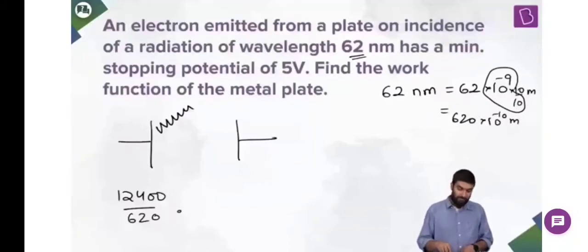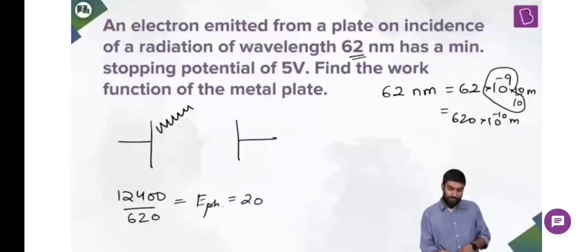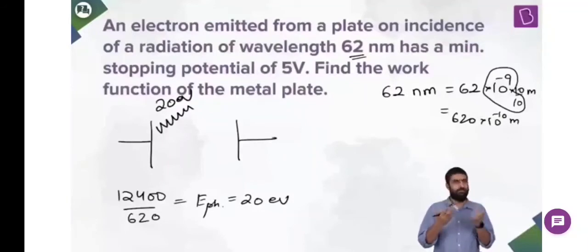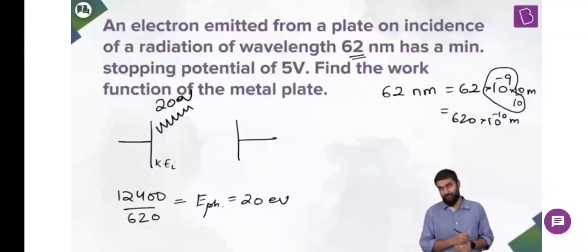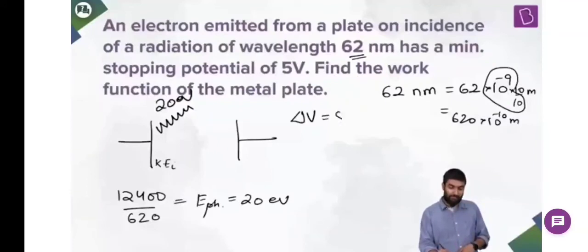Okay. Basically, with that, what do I know? That this energy of the photon is essentially coming out to be 20 electron volt. So this 20 electron volt radiation is incident. There was some work function that we do not know. If we do not know the work function, we cannot find out the initial kinetic energy. What we do know is that the delta V here is 5 volts, and with that delta V, the kinetic energy final of the electron is turning out to be 0.